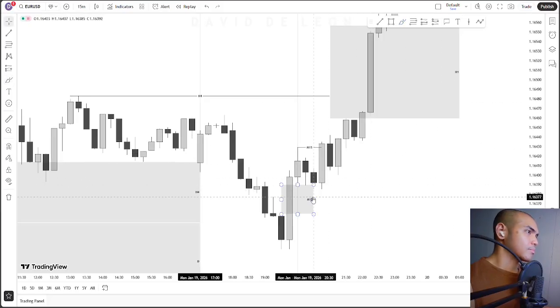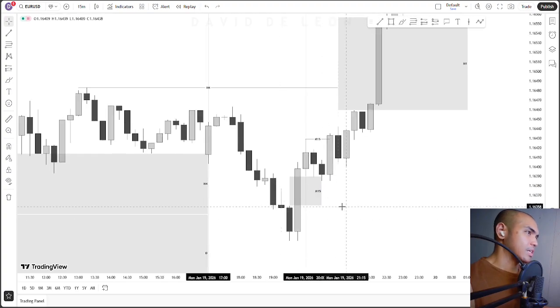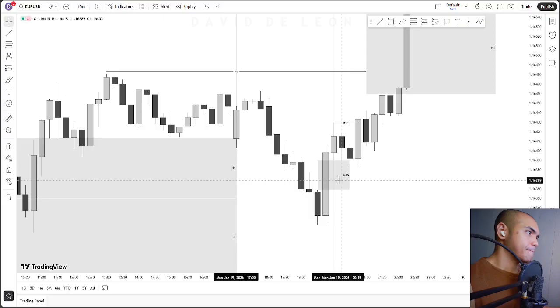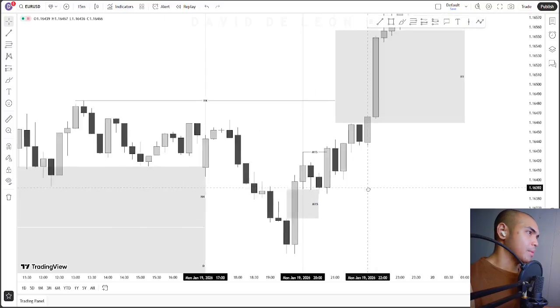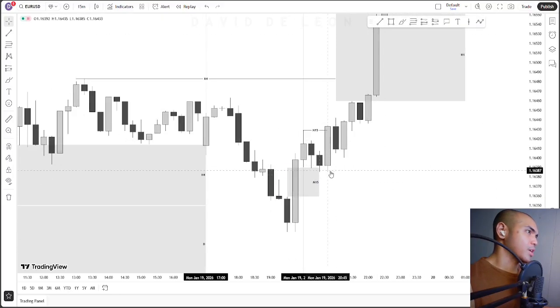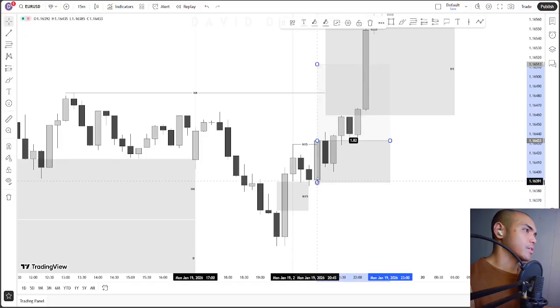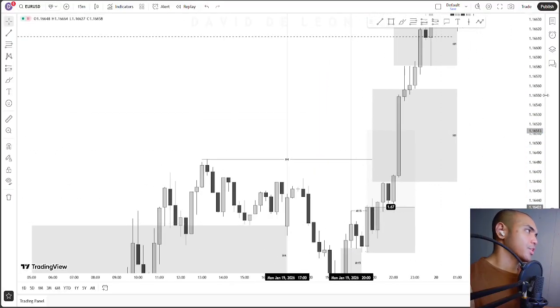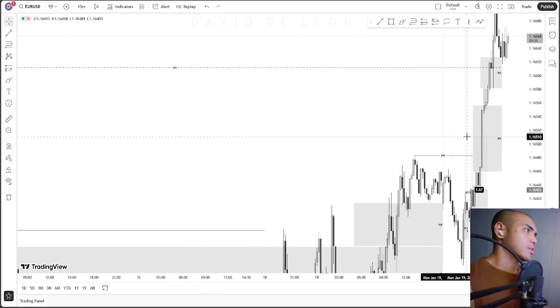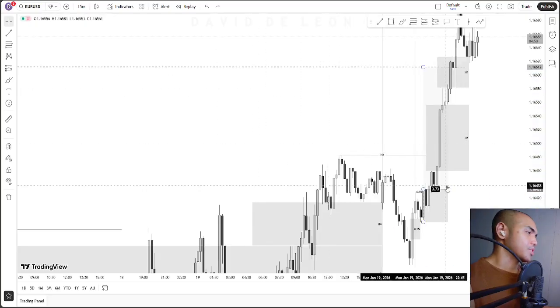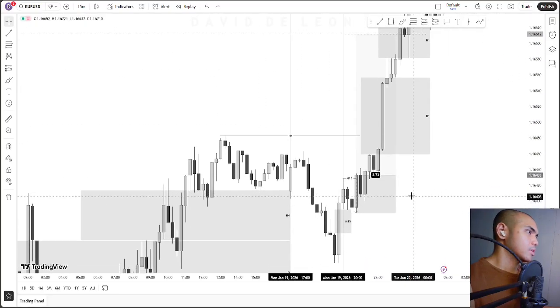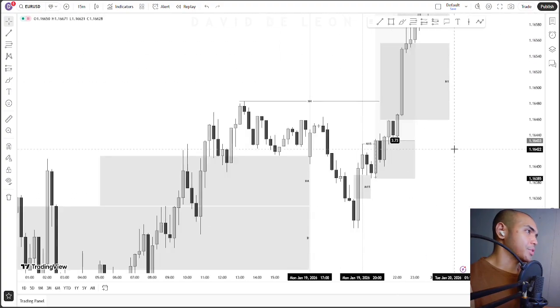And after that, we see that we have an M15 bullish imbalance, and price created an M15 structure off of that. So that's going to be my entry right there, targeting this 50% on H4 buy side liquidity. So that's 3RR.